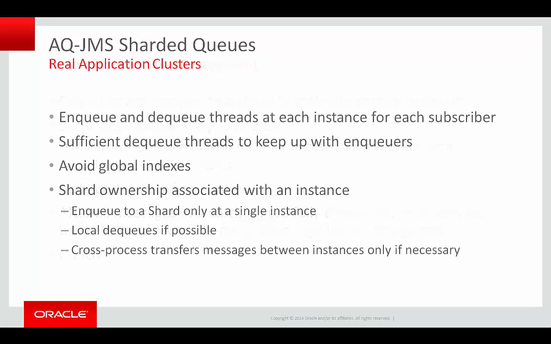Re-emphasizing how we optimize for RAC, the best practices are to have enqueue and dequeue threads at each instance for each subscriber. And furthermore, you want to make sure that you have sufficient dequeue threads to keep up with the enqueuers. And in sharded queues, dequeuers are typically faster than the enqueuers. And you'll see that in some of the slides later on. That's kind of the opposite of what might happen with the non-sharded queues.